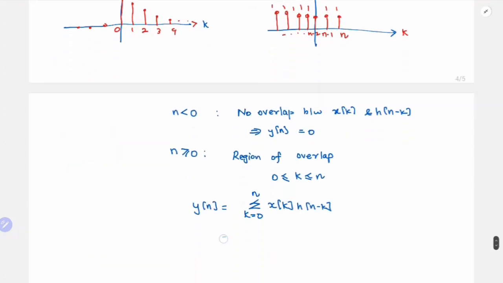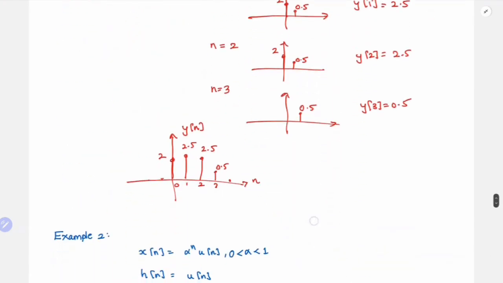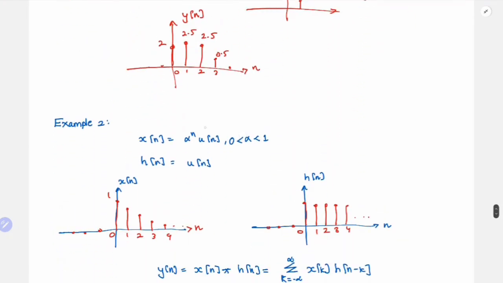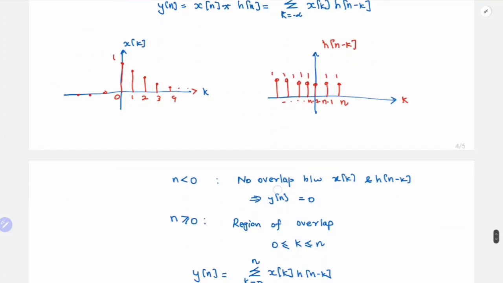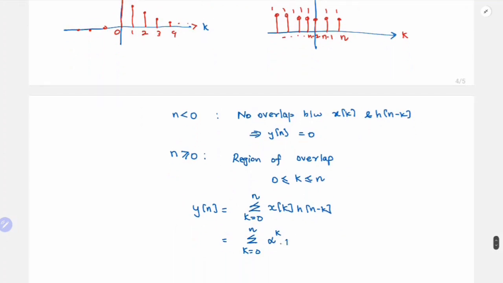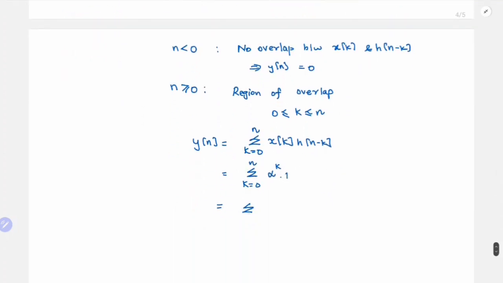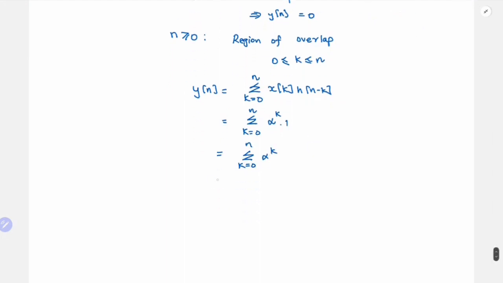In this region, I can write the sum of k equal to 0 to n, x of k is alpha power k, right? And it is anyway going to be scaled alpha power k, u of k. U of k we have taken care of by restricting this region. And your h of n minus k is going to be 1. So now it is just the summation of k equal to 0 to n alpha power k. So it is just the geometric progression sum. So we'll get (1 minus alpha power n plus 1) by (1 minus alpha). So this is for n greater than or equal to 0.